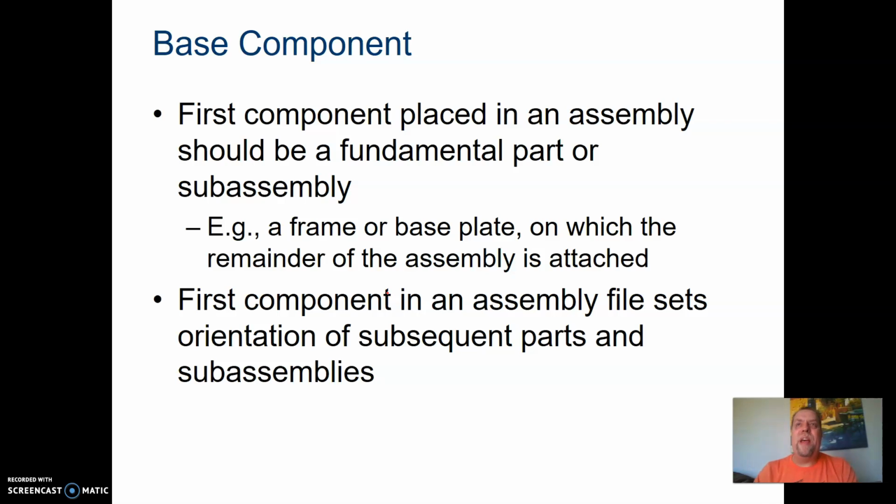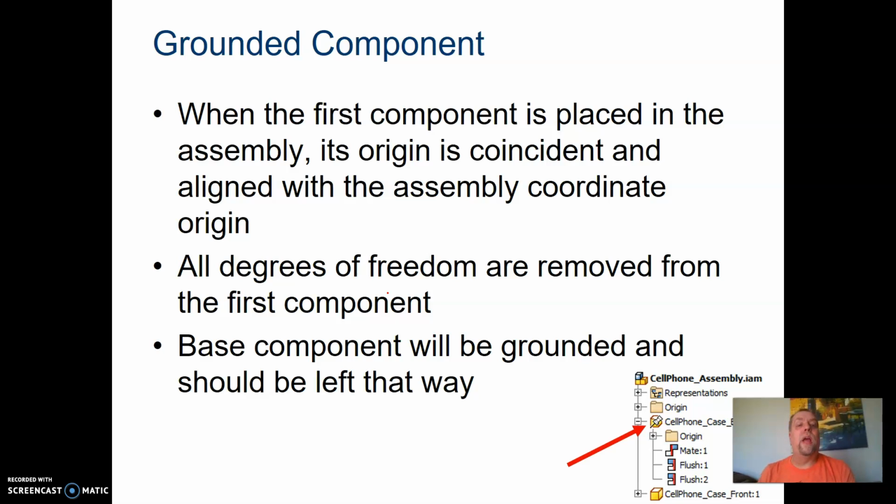But then what I need to do is what's called ground that. That part is the only part that's going to be grounded. Once that's grounded, everything else is going to be assembled to that part. So when the first component is placed in the assembly, its origin is coincident and aligned with the assembly coordinate origin. Okay, so I set it up how I want it set. Then when I ground it, it gets rid of all degrees of freedom. So it will sit there.